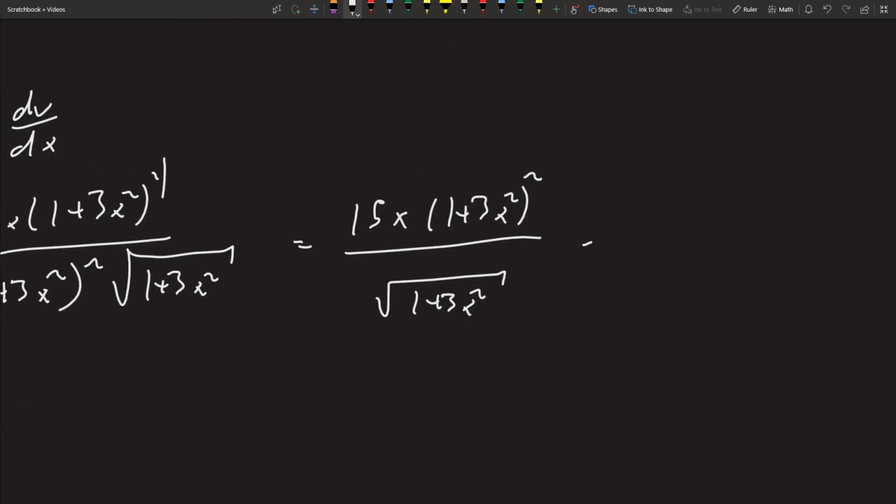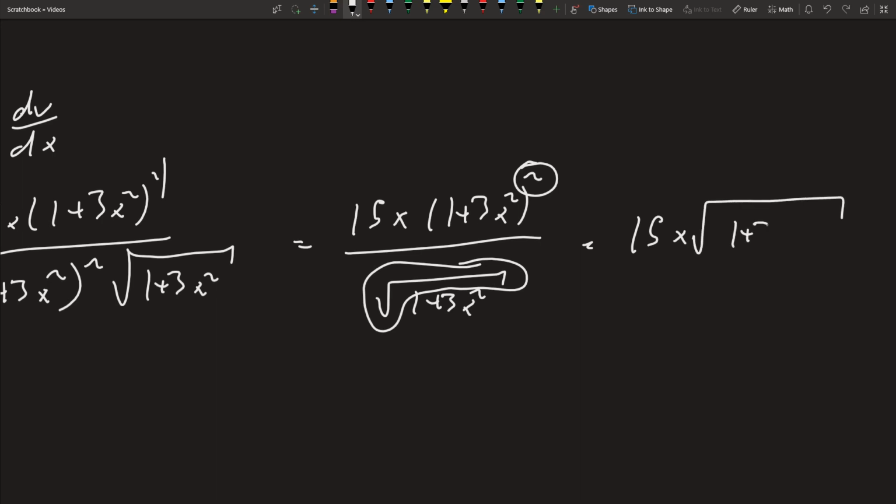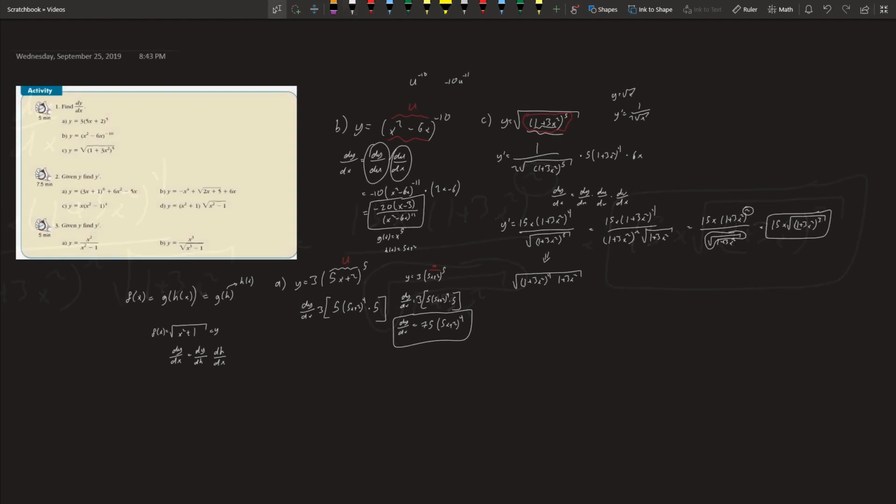Now this is equal to 15x. So we have 2 minus half, right? Which is 1.5, which is 3 over 2. So instead of writing 3 over 2, I'll write the square root of (1 plus 3x squared) cubed. That's the derivative.